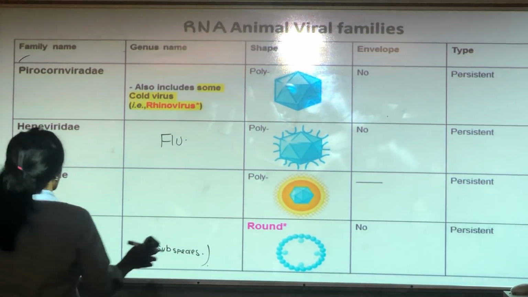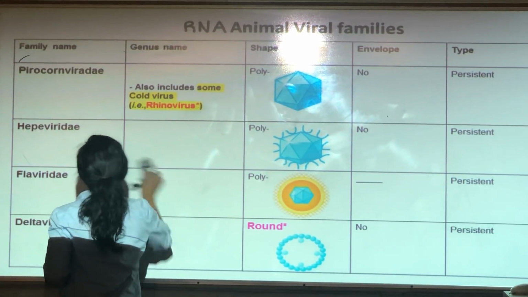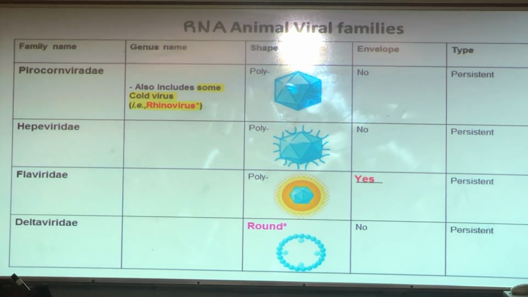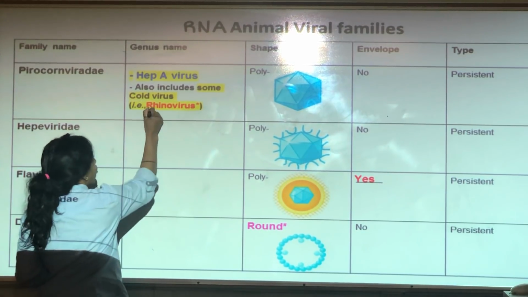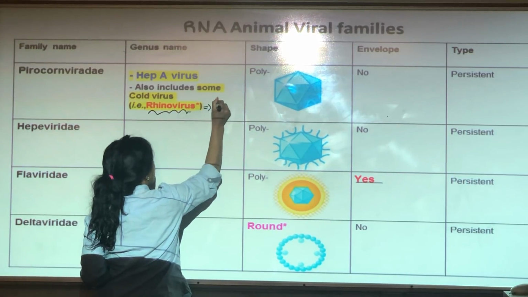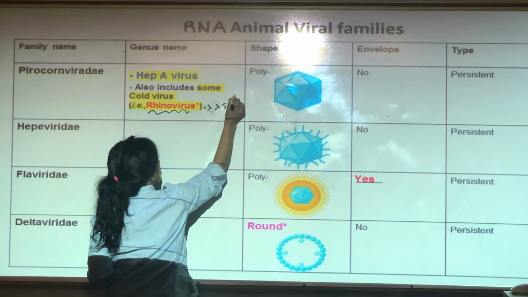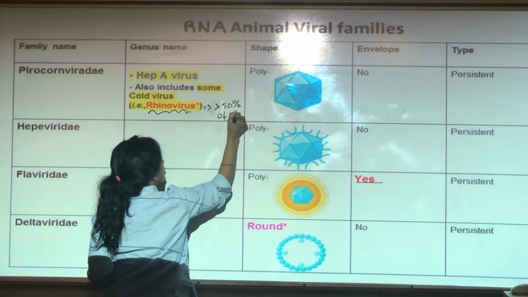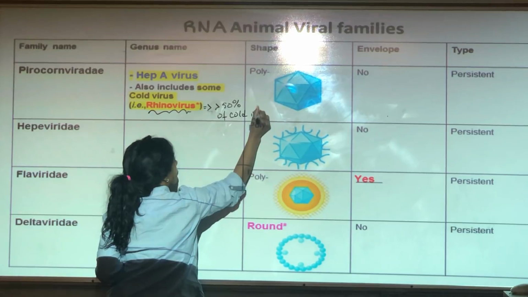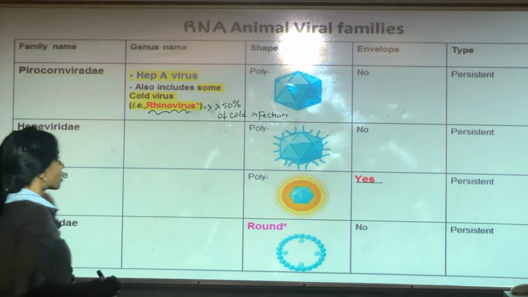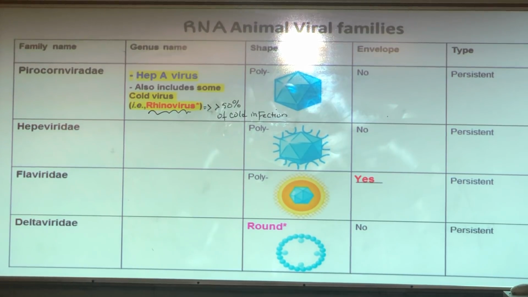So our last RNA viruses are on this slide. All right, so in the Picornaviridae family, we have hepatitis A, and hepatitis A is included here. We also have our cold virus, rhinovirus. It causes greater than 50% of cold infections. All right, these are our RNA polyhedral viruses.